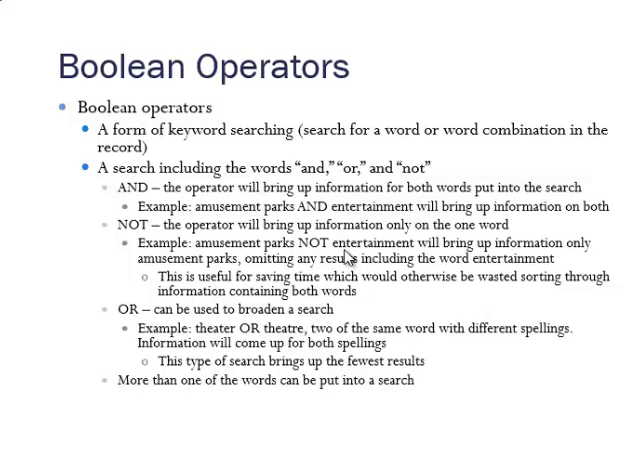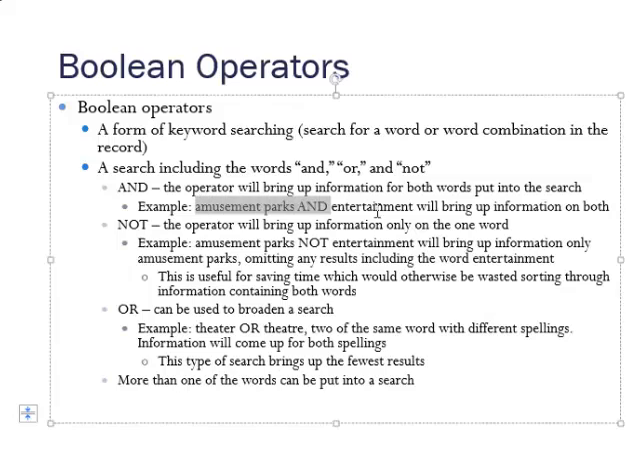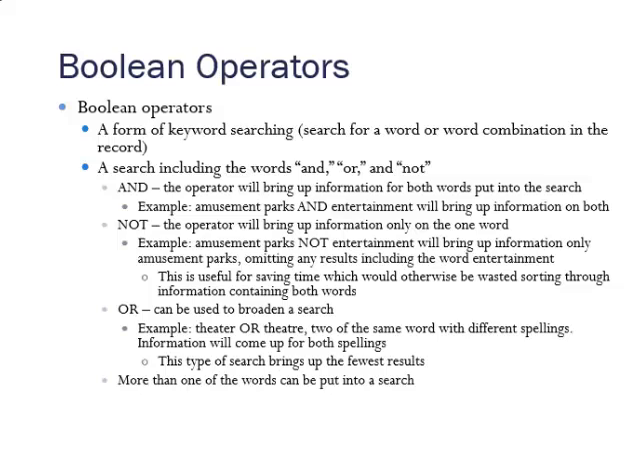So what Boolean operators do, and this is true in many different contexts, but also in the library context, is that it's a form of keyword searching using or, and, not. The AND system tries to bring up information that applies to both of two words. For example, amusement parks and entertainment will bring up information on both amusement parks and entertainment. It especially might bring up books that cover both, that cover the entertainment involving amusement parks, but it will also cover things that are in either category.